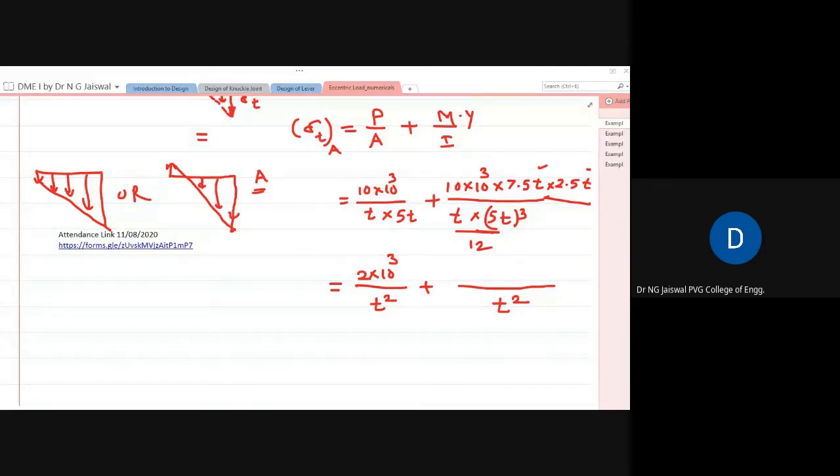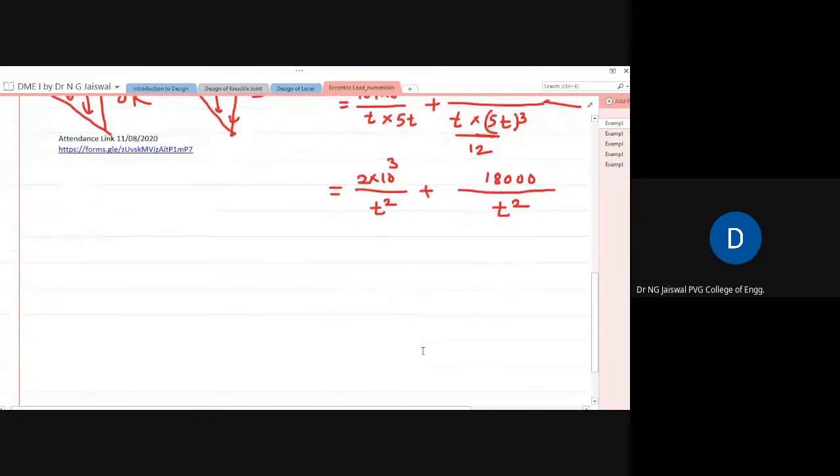18,000, right? Okay, so I will take 18,000 as final. So this becomes 18,000 divided by t square. And now you can sum this. You get one number. So finally you get some number divided by t square.